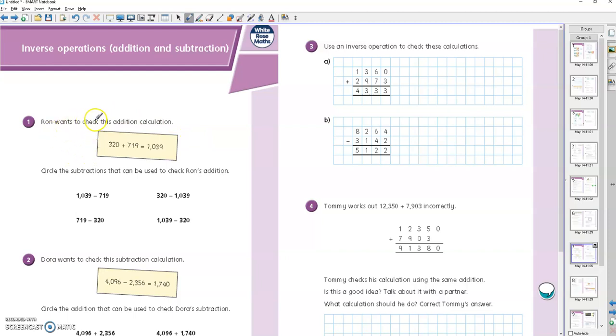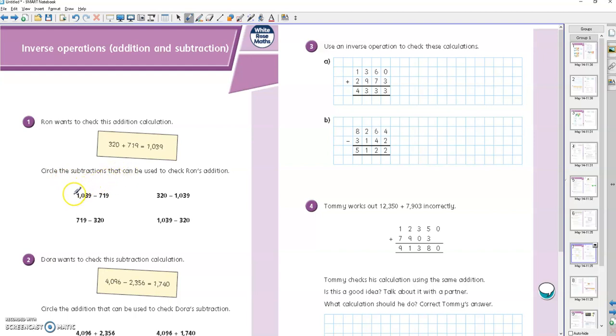So for instance, here we've got Ron, who wants to check his addition calculation. He did 320 plus 719 equals 1039. You've got to try and think of which two inverse operations, which two subtractions, would help check that answer. I'll help you out with this one.